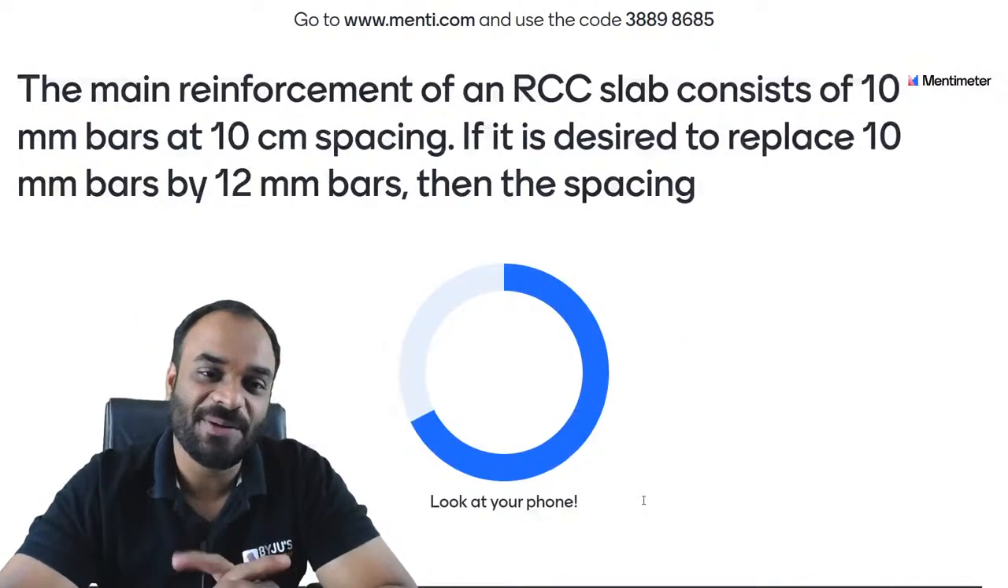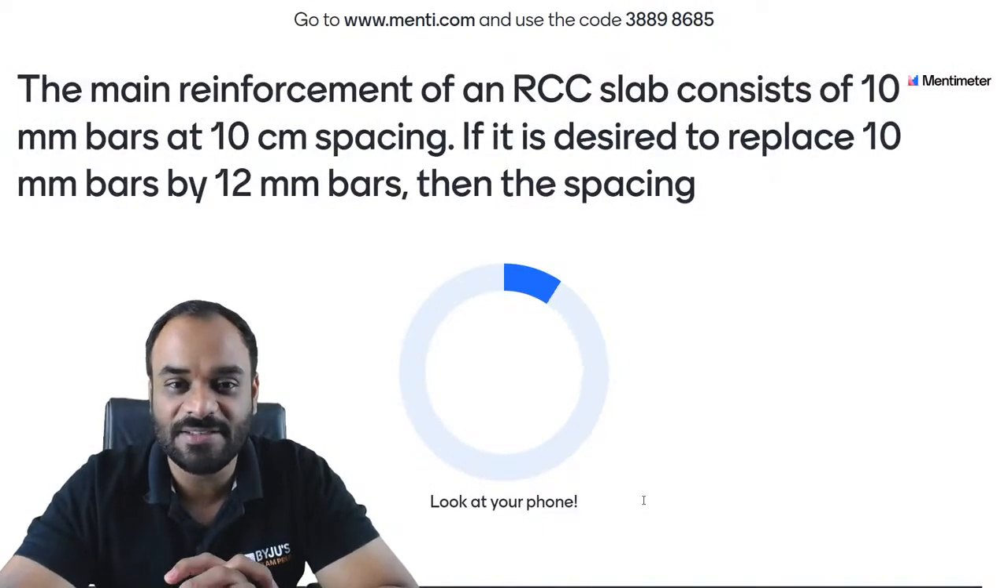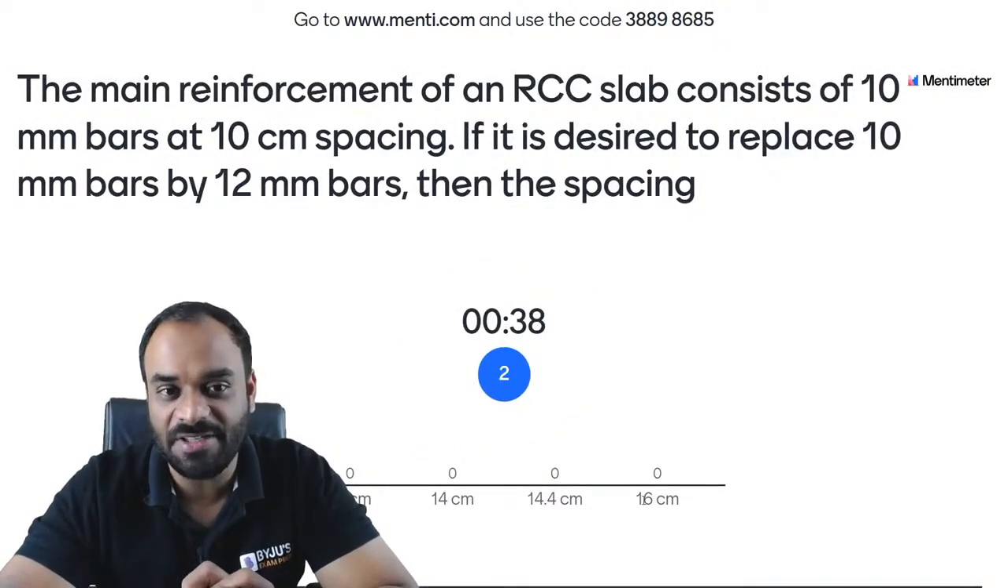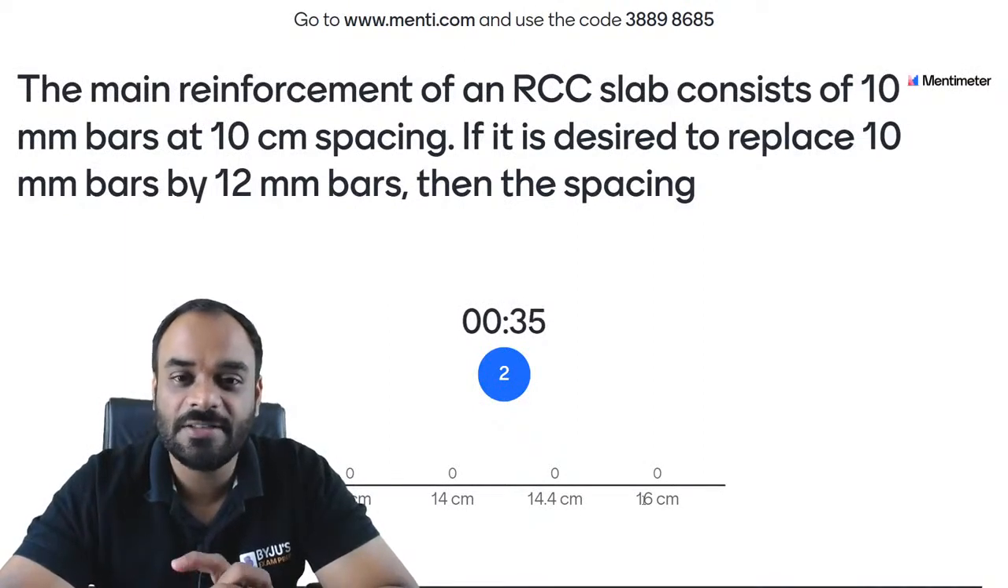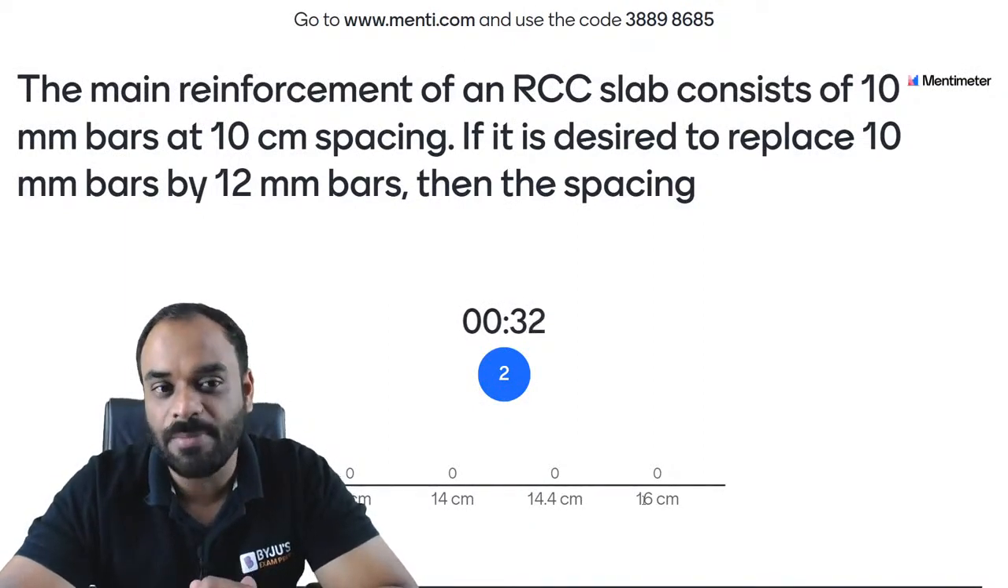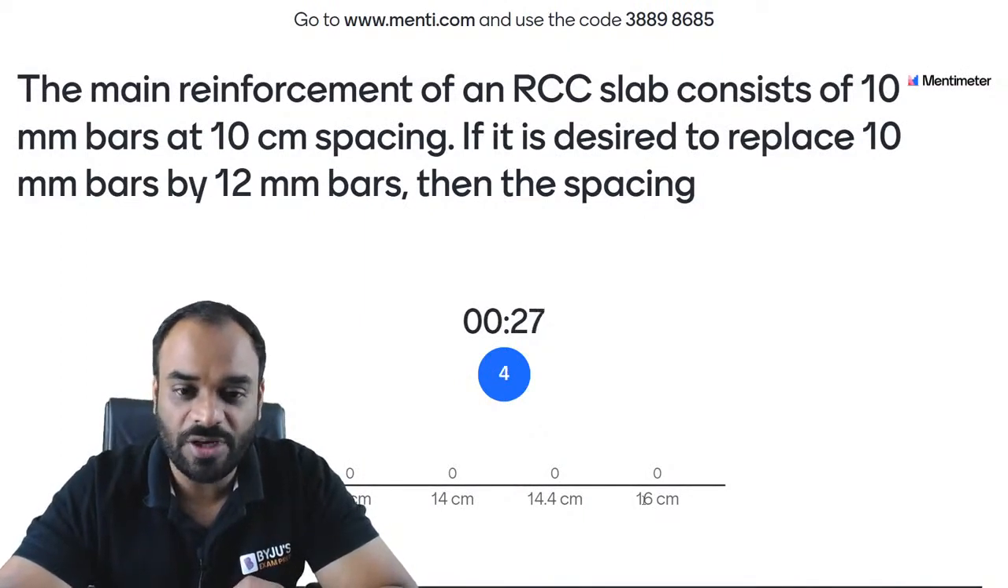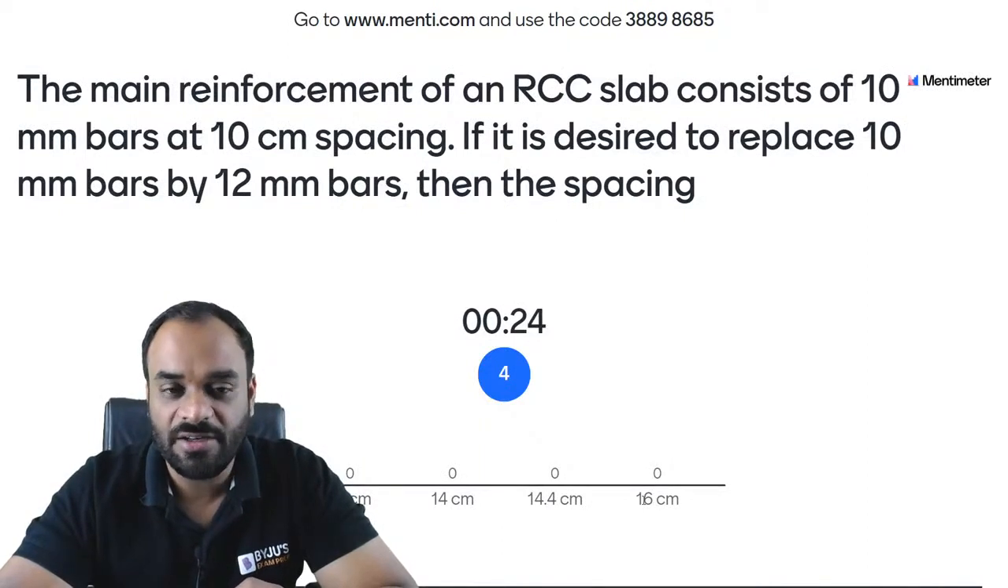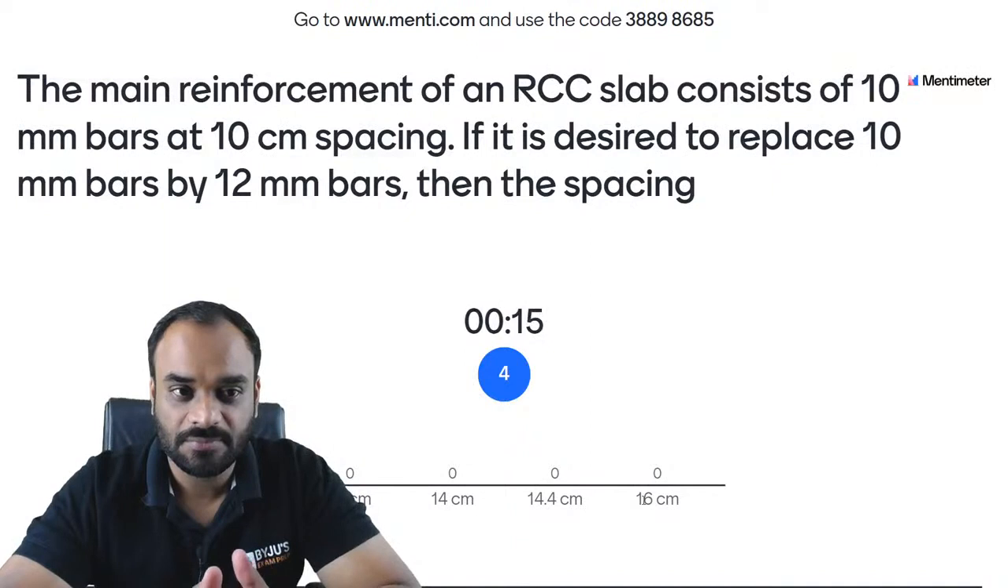The main reinforcement of the RCC slab consists of 10 mm bar at 10 centimeter spacing. If it is desired to replace 10 mm bar by 12 mm bar, then the spacing will be. You will have little bit more time in this particular question, but do it quickly, right? The last question of the session. It is desired to replace the 10 mm bar by 12 mm bars, then the spacing will be.